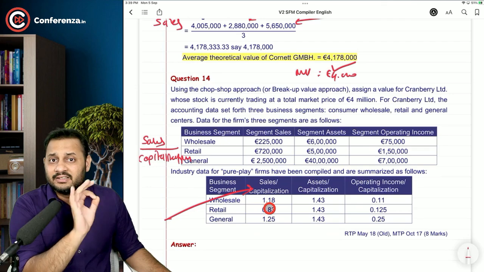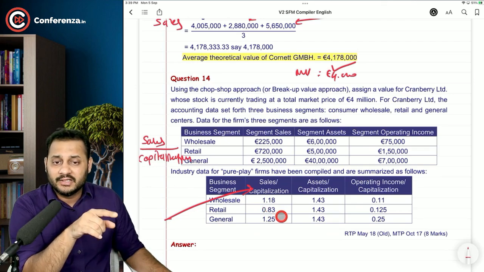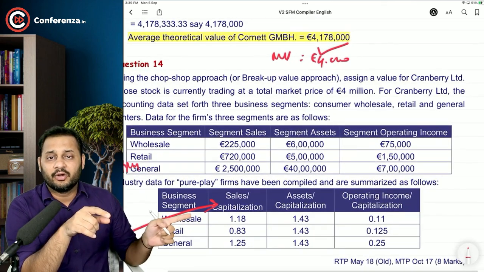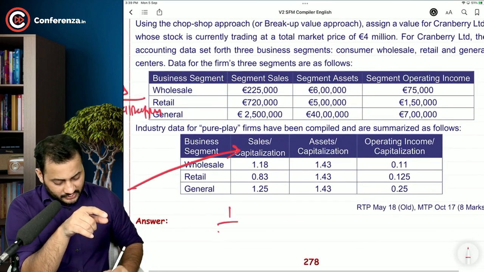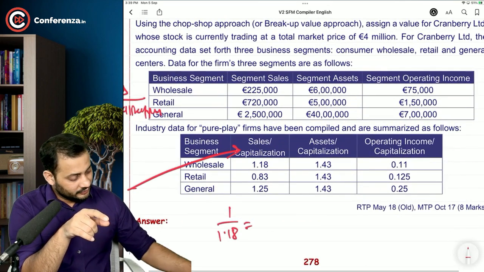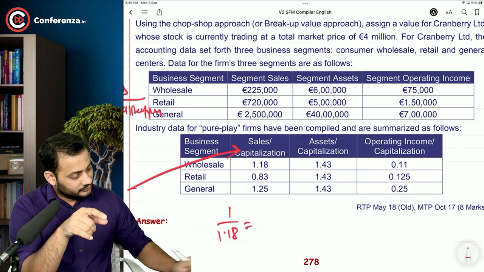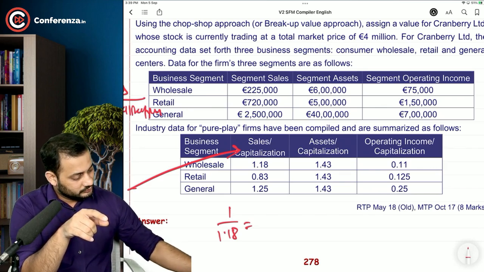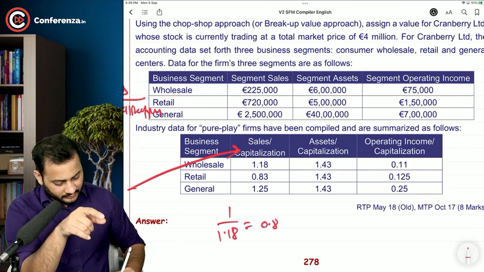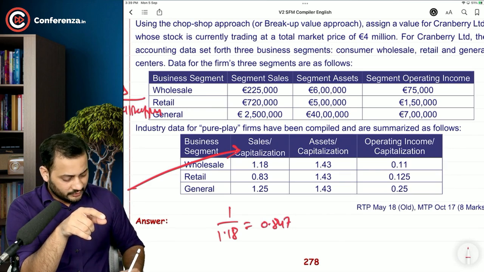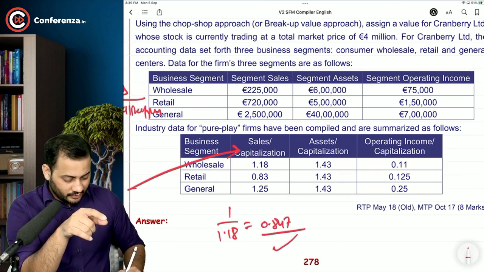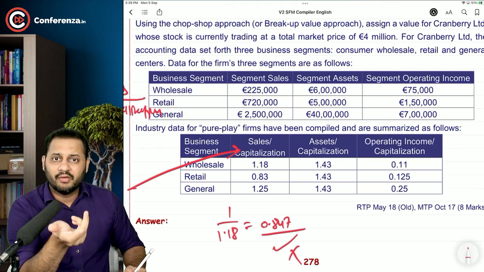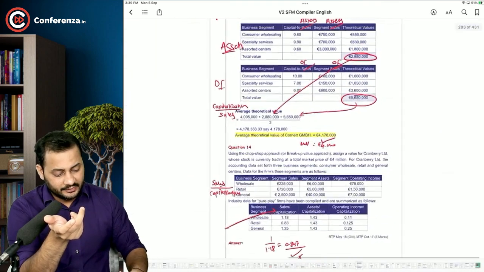Or the other thing that you can do if you have to multiply is take the inverse of 1.18. You can take the inverse of 1.18 and then write down the values. That's around 0.847. That will result in some rounding error. Now this value you can multiply because now you have inverted that, right?